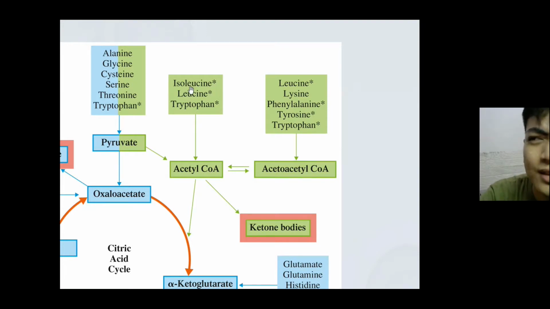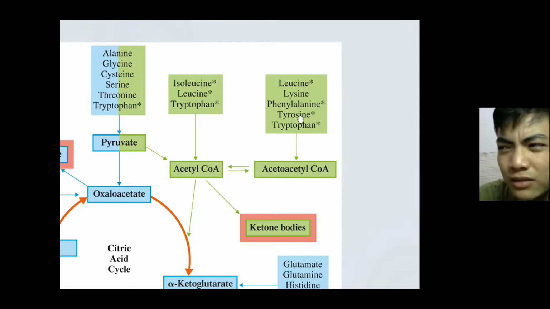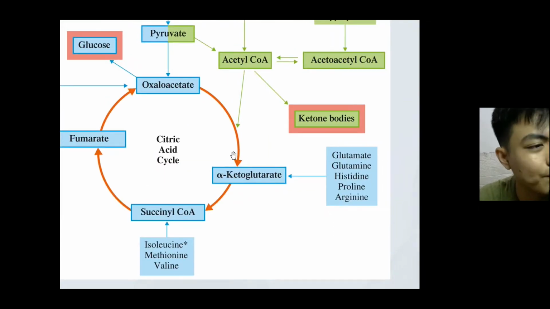So, these amino acids naman, the isoleucine, leucine, and the tryptophan can be all converted to acetyl coenzyme A. The leucine, lysine, phenylalanine, tyrosine, tryptophan can be converted to acetoacetyl coenzyme A, which can be converted back to acetyl coenzyme A. Ay, ating glutamine, histidine, proline, arginine, they all can be converted into alpha-ketoglutarate, which will directly go into the Krebs cycle.